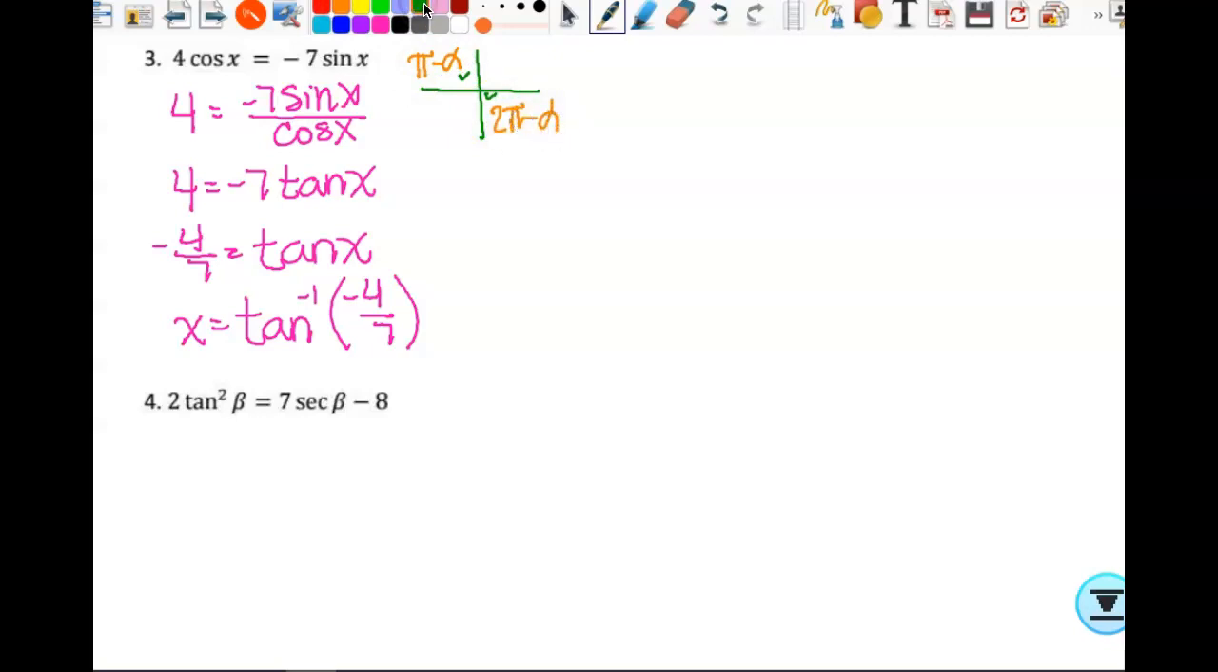Right, so then in the calculator, we can find alpha. So we do the tangent inverse of 4 divided by 7, positive 4 divided by 7, which gives me 0.519, blah, blah, blah.